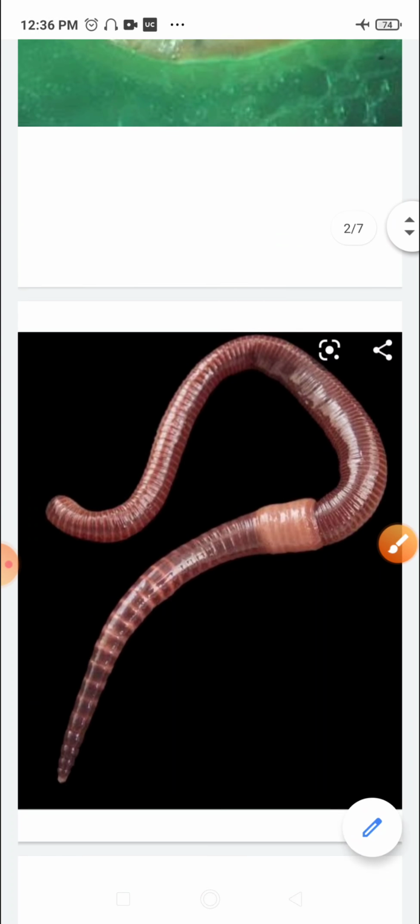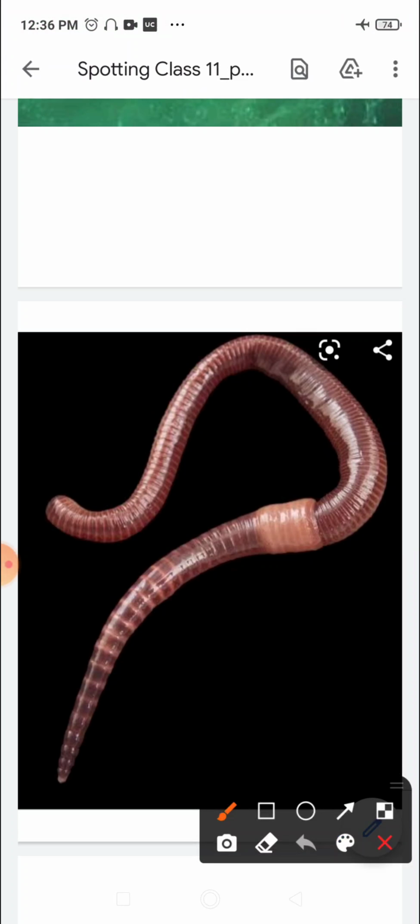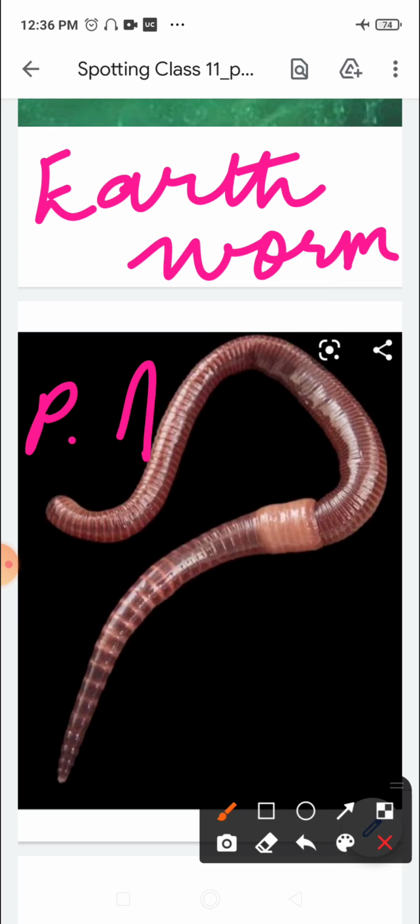Let's see the next organism, and the next organism is earthworm, right? So this is an earthworm, right? The earthworm, and it belongs to phylum Annelida.